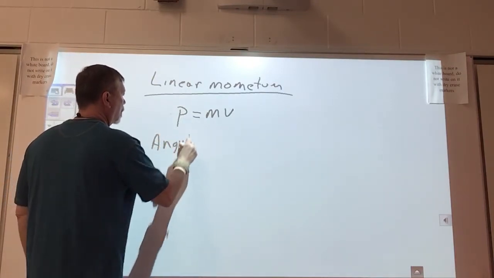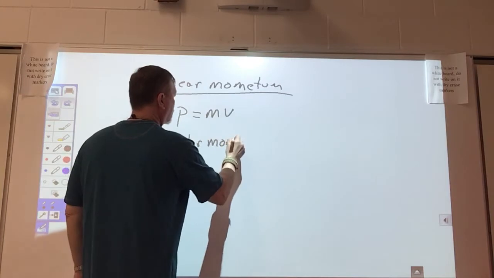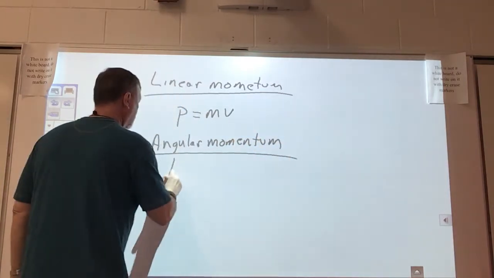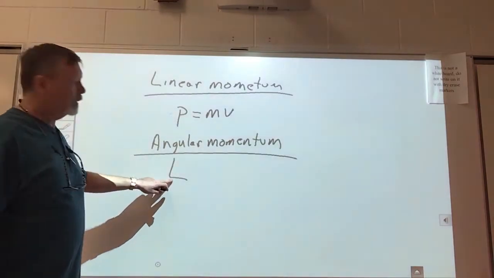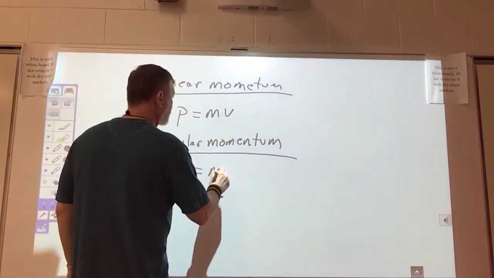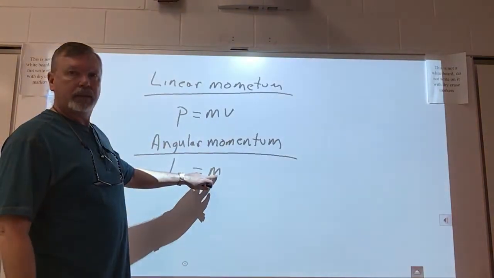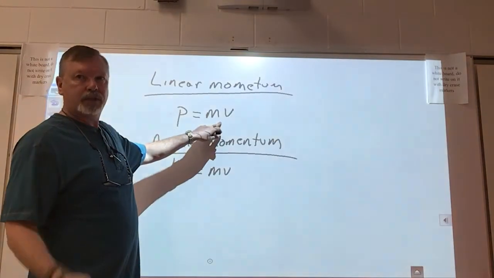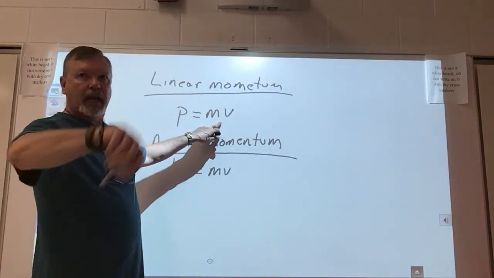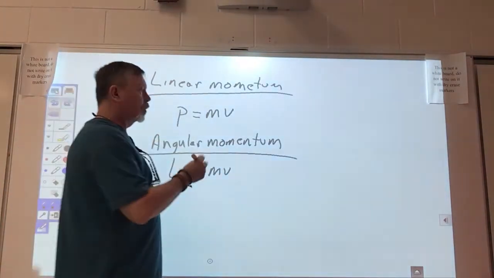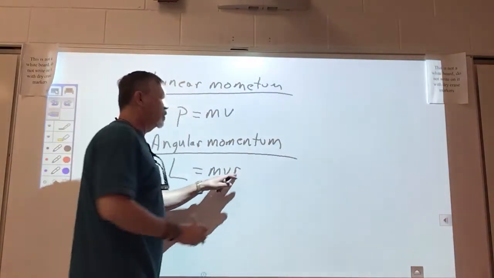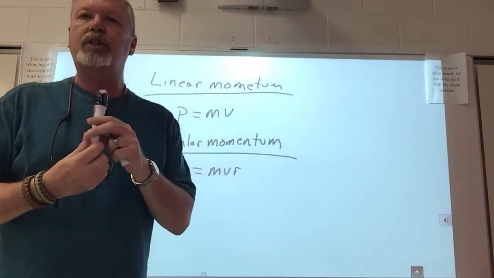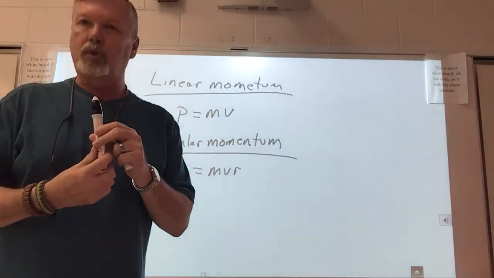Now, mathematically, angular momentum: big L denotes angular momentum, and it is equal to the mass of the object times the velocity of the object. Well, that's the same as linear. It's tied to linear. The difference is it's an angular motion, not a linear. So in order to make it angular, we have to toss in this value we call R. What is R? R is the radius of rotation or the radius of revolution.